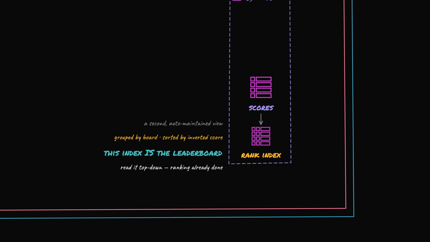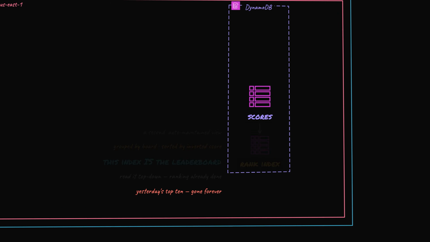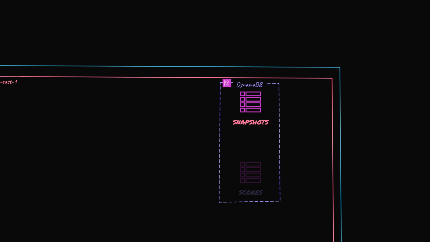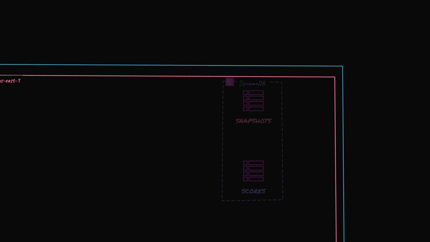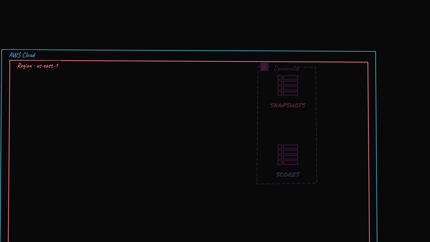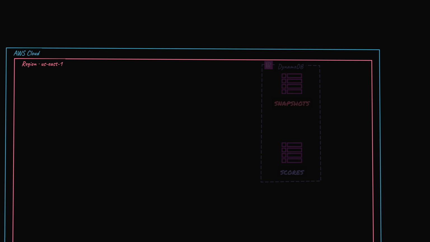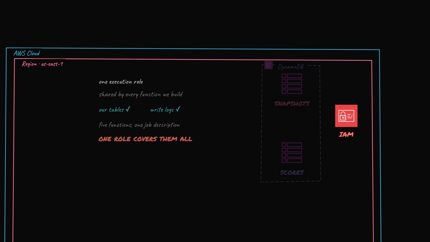The live board never stops moving, though. The moment scores change, yesterday's top 10 is gone forever. So we add a second, smaller table for history, a snapshot table that freezes the top 50, who ranked where, at what moment. Before a single line of code touches these tables, we decide who's allowed to. That's IAM, one execution role, shared by every function we're about to build, with exactly 2 abilities: access to our tables and permission to write logs. 5 functions, same job description. 1 role covers them all.